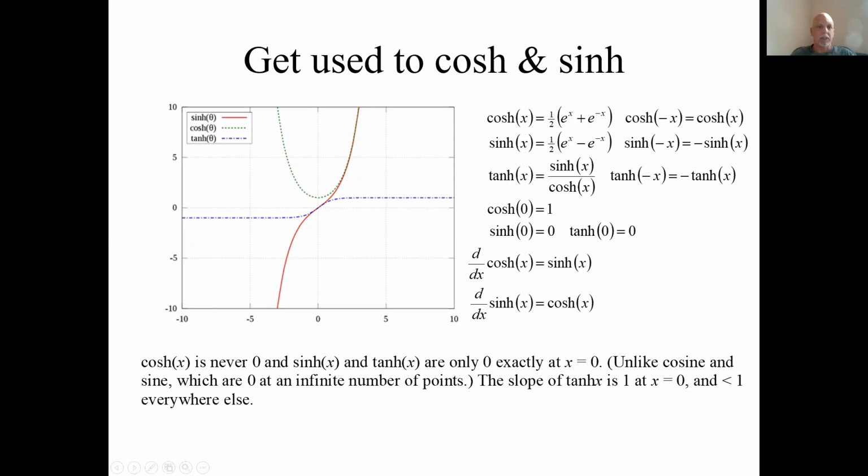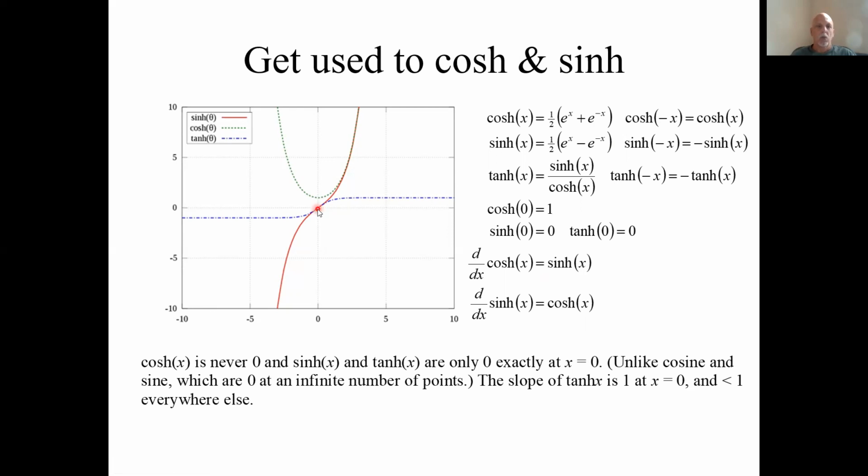The sinh is this odd function, this red function. The cosh is this even function, this green function. A couple of nice things. The derivative of each one is the other, without even a sign change, like normal trig. So the derivative of cosh is sinh, and the derivative of sinh is cosh. We can do that easily, and we'll have to.